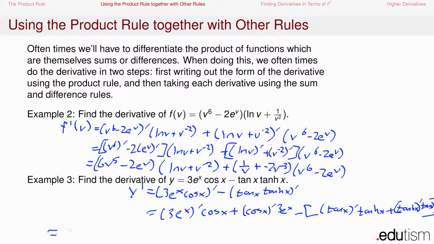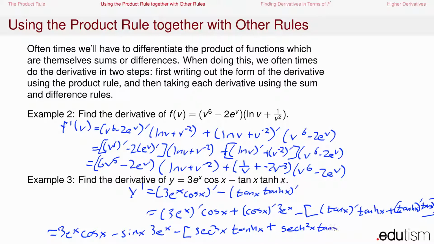So, continuing on, the derivative of 3e to the x is just going to be 3e to the x. Cos x is just cos x. The derivative of cos x is minus sin x. That's being multiplied by 3e to the x. Minus the derivative of tan x, which is secant squared of x. That's being multiplied by tanh of x. The derivative of tanh of x is sech squared of x, and that's being multiplied by tan x.